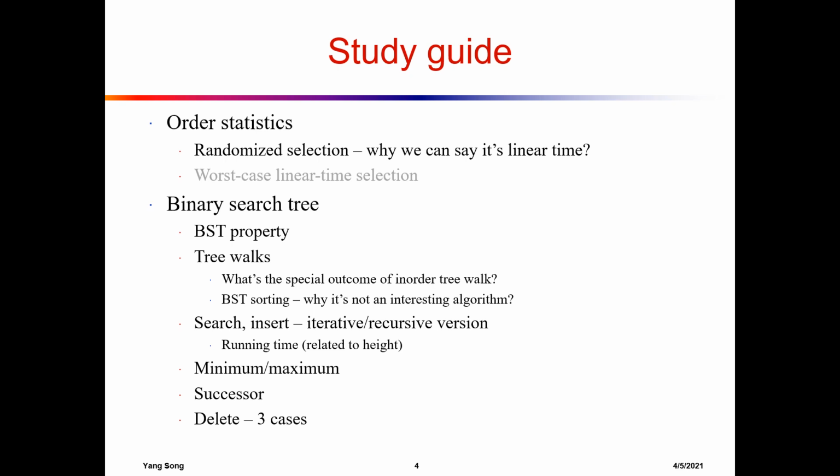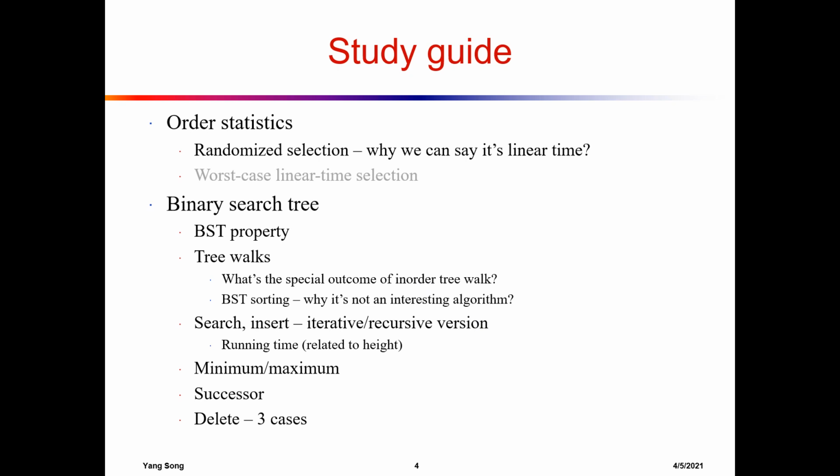Okay, and binary search tree. For the binary search tree, you first need to understand the binary search tree property. For tree traversal, there are three versions, and we want to pay a little bit more attention to the in-order traversal. Why? Because for the in-order traversal, we can make use of that to do a BST sorting algorithm. And then you also need to understand why the BST-based sorting algorithm is not a really exciting algorithm.